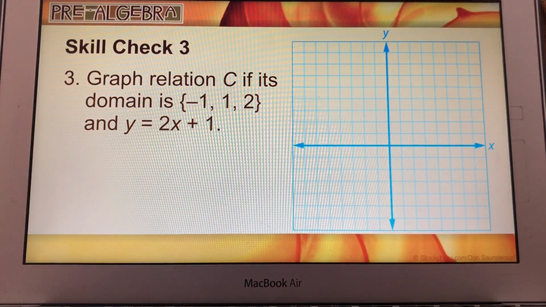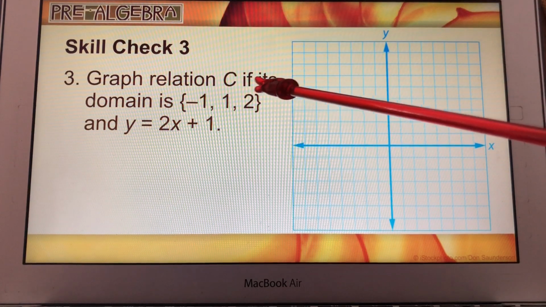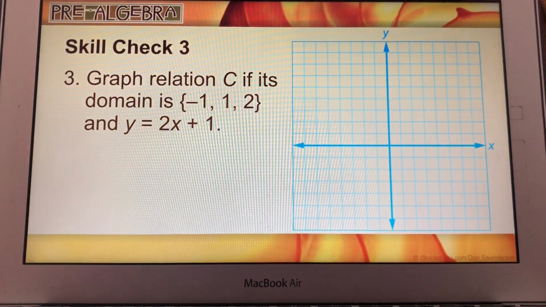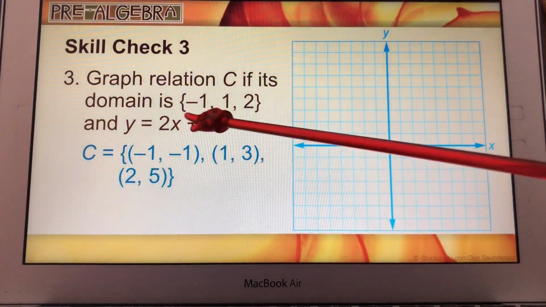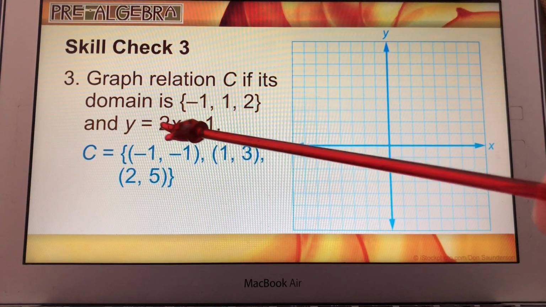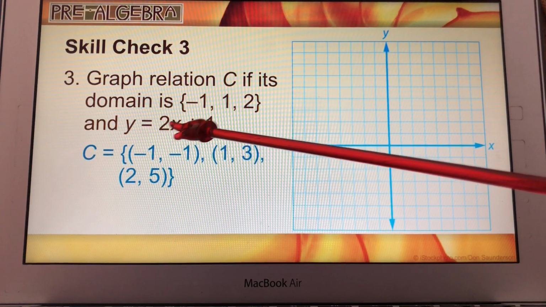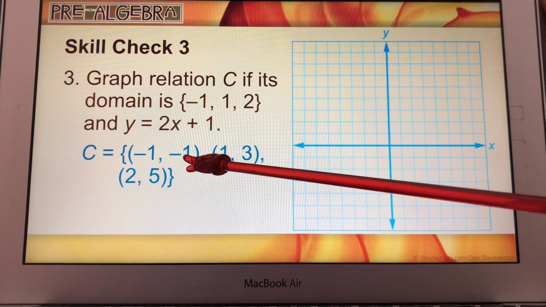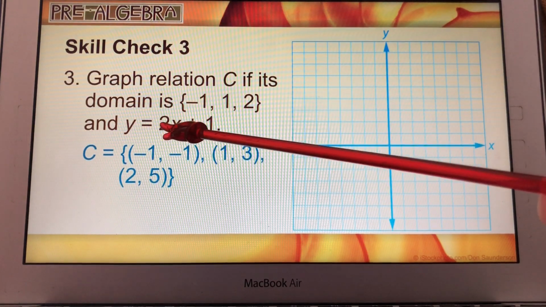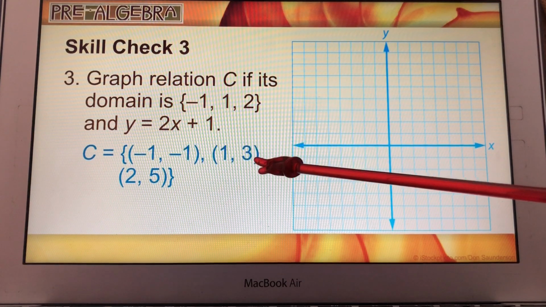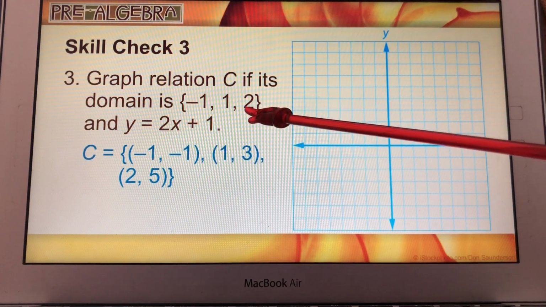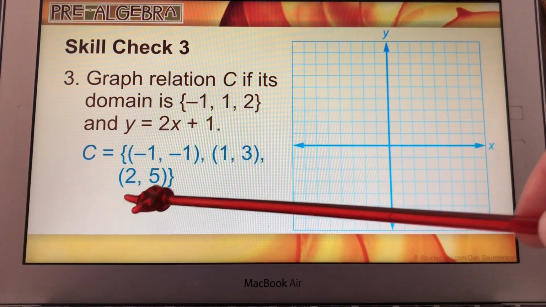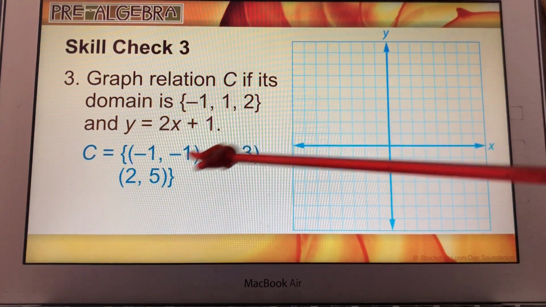And then if it says to graph the relation C if the domain is -1, 1, and 2, and y equals 2x plus 1, we have -1 times 2 gives us -2, right? So -2 plus 1 is going to be -1. So -1, -1. And then if we plug in 1, we have 2 plus 1 equals 3. So we have 1, 3. If we plug in 2, 2 times 2 is 4, plus 1 is 5. So the relation for 2 is 5, okay?